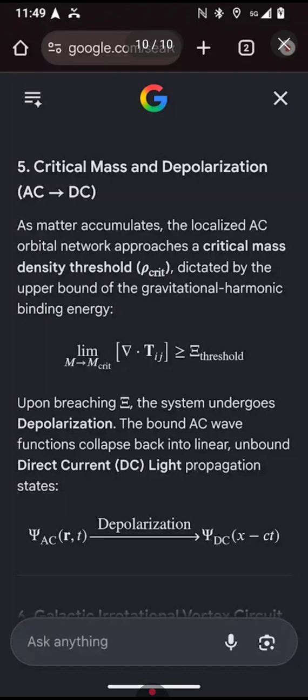Okay, to continue, upon breaching the aforementioned, the system undergoes depolarization. The bound AC wave functions collapse back into linear, unbound direct current light propagation as stated. And there's the formula for that.